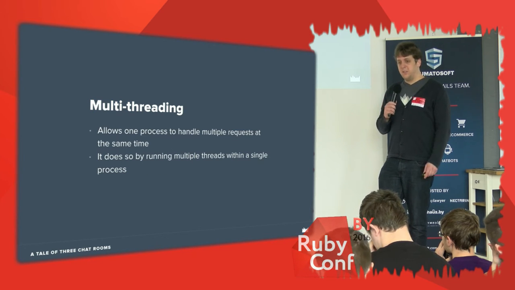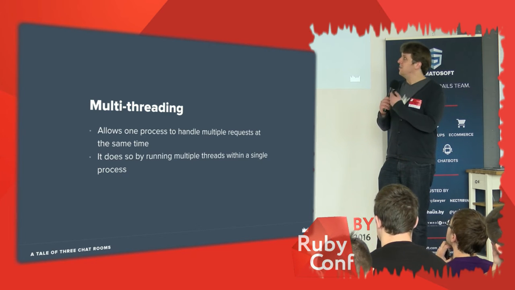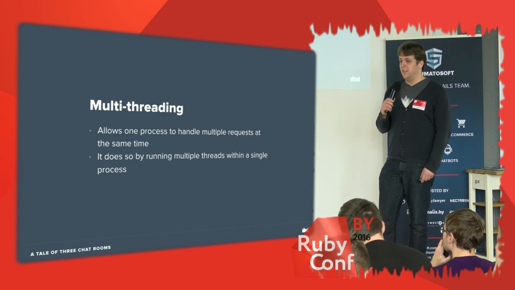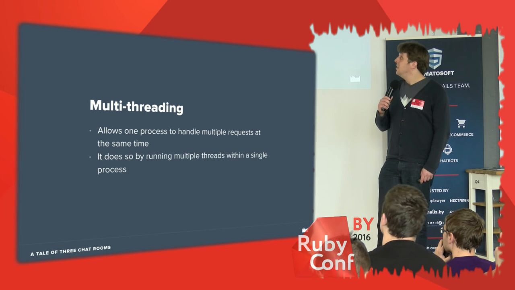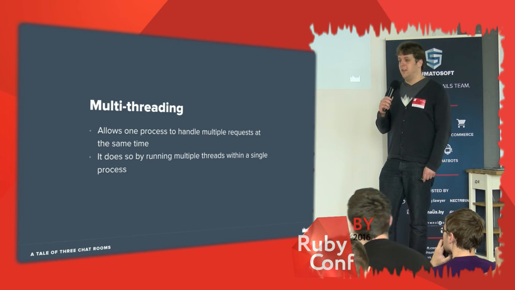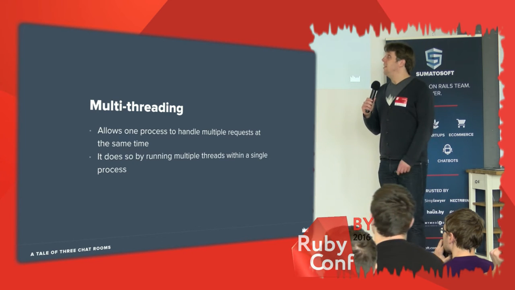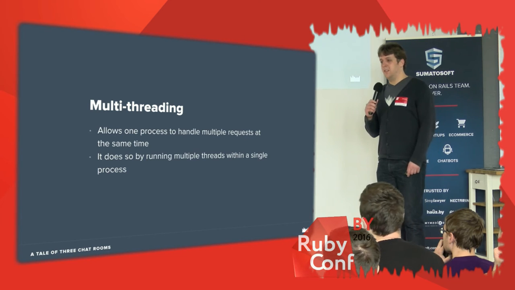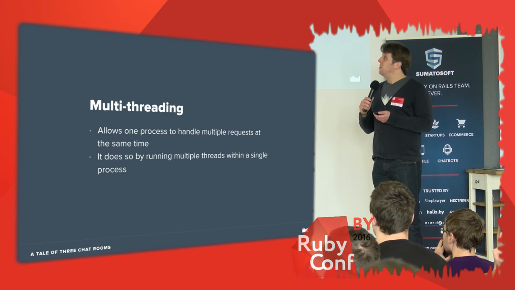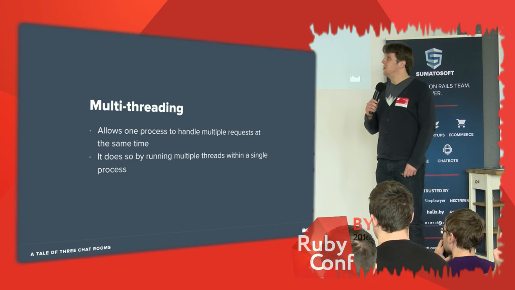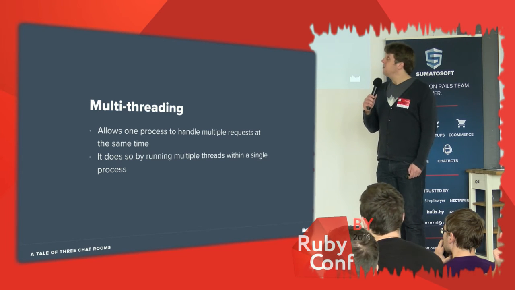So that was multi-process, and I think now we're getting to a multi-threading approach, which makes a bit more sense, but is still quite heavyweight for a chat system. So what happens here is that you have one process, and that runs multiple threads, which all handle a connection, but they're all running in the context of the same process, so they share memory, which makes a few things easier and a few things harder.